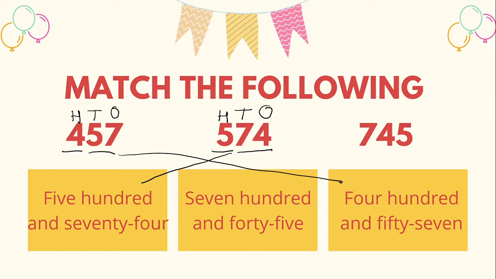Let's see the last numeral, 745. The place of 5 is ones, that of 4 is tens, and the place of 7 is hundreds. So how are we going to read this numeral? We're going to read 7 first and then 4, 5, 45. So 745. That's option 2.